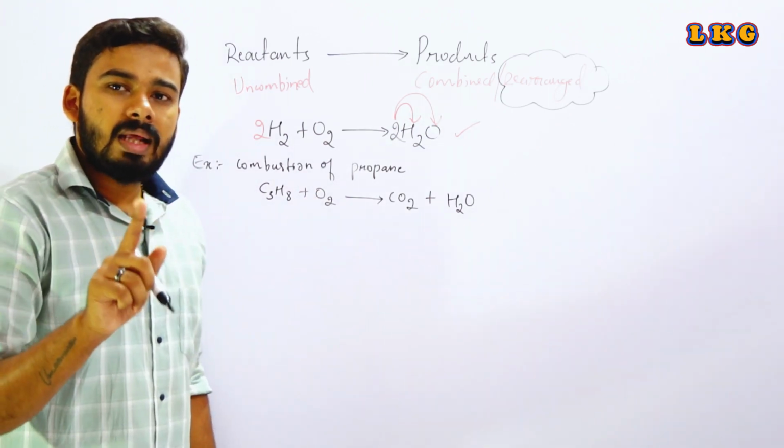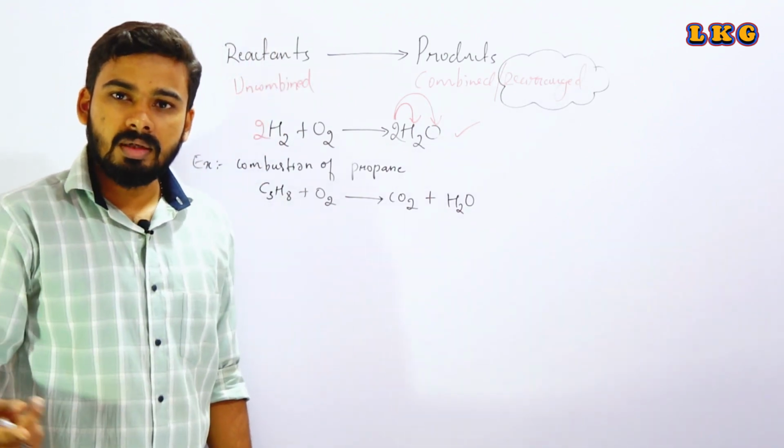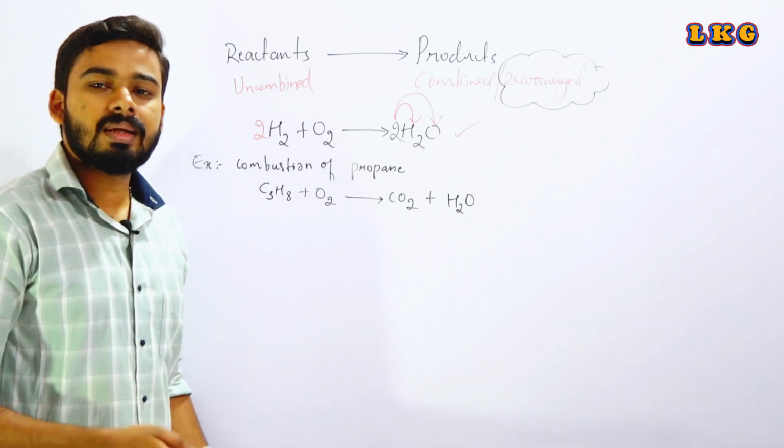At a time you need to balance only one atom. Start with any one atom and keep balancing it, and the rest will all get balanced. So that is called the trial and error method.